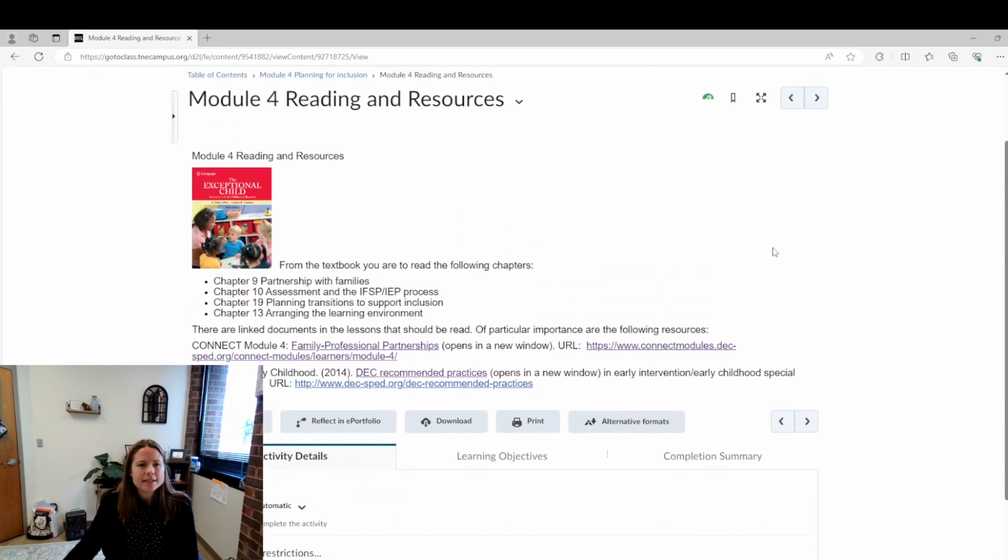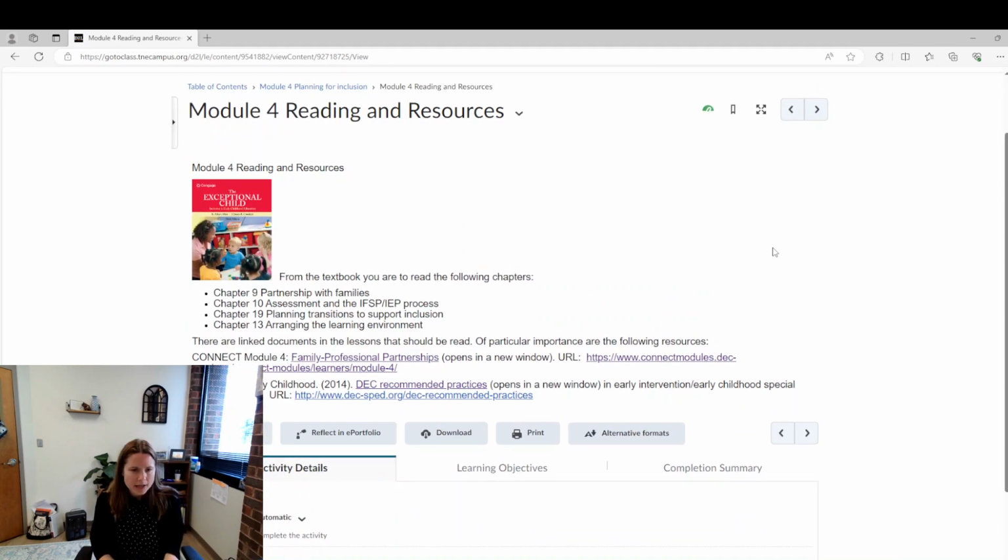The next thing is the chapter reading. So you actually have 4 chapters I want you to read. You can see here what the 4 chapters are. Partnerships with families, so that goes back to one of our objectives and goals. How do we collaborate with and partner with families? What are their roles? How do they help us? Especially when we're looking at what their role is in the transition process.